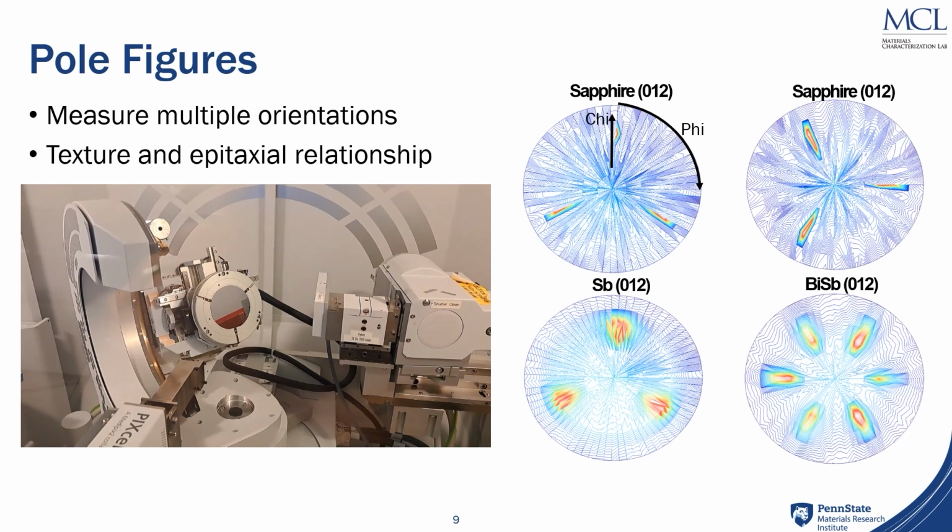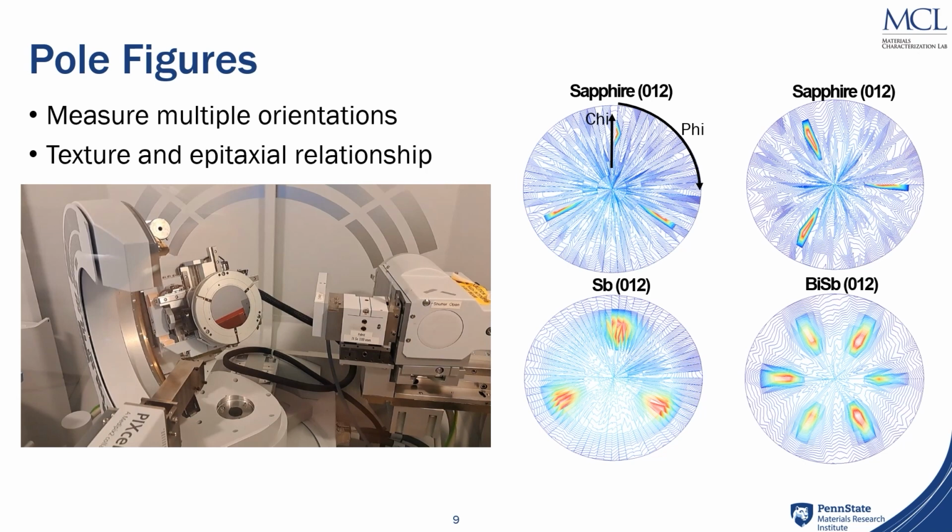So here we have some examples of antimony or bismuth antimony thin films that were grown on sapphire wafers. Going from the center of these scans outward is the chi angle, and the phi angle is the rotation around the circle. And as you can see here, for sapphire, we get 3 peaks. This is C-axis oriented sapphire. Sapphire has a rhombohedral crystal symmetry, which is threefold. So we see 3 peaks here in this pole figure.